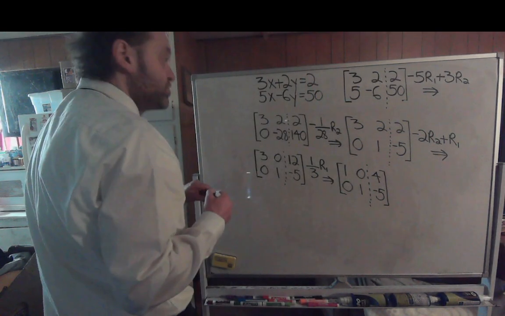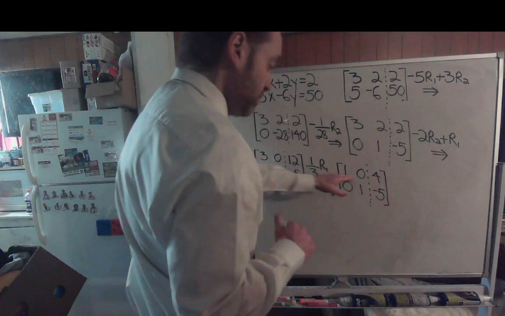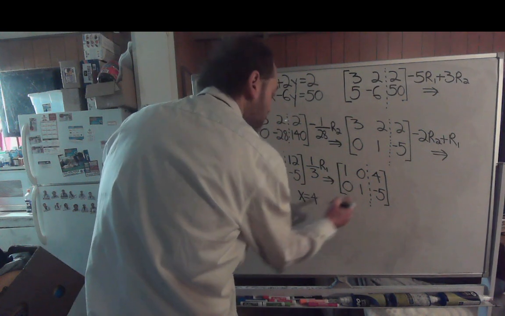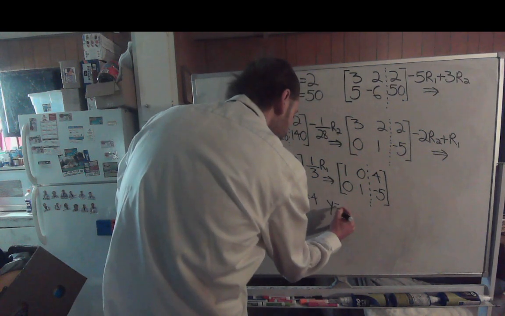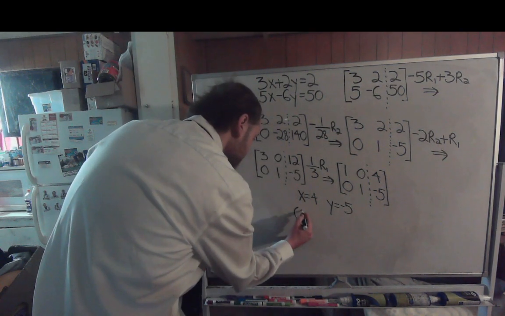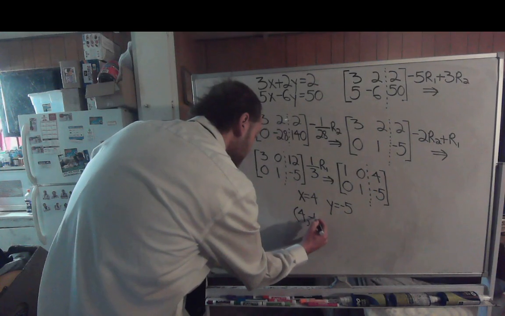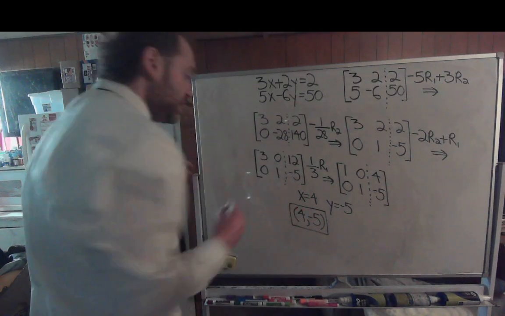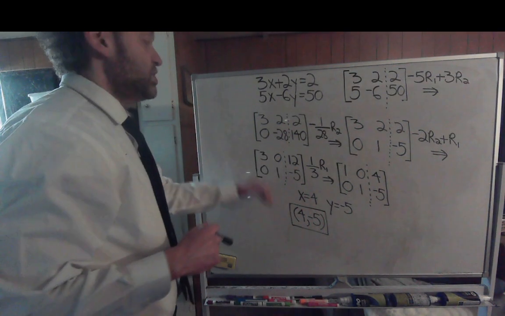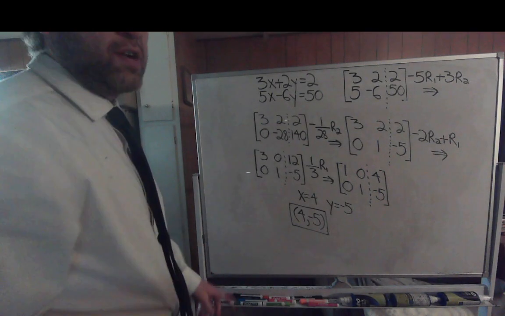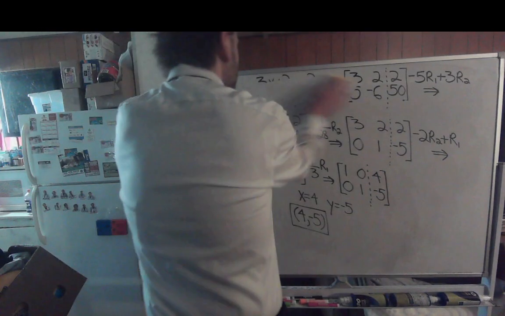So now this matrix is in reduced row echelon form, giving you a direct x value of 4 and a y value of negative 5. So the ordered pair that's going to be the solution in this case is going to be at the point 4, negative 5. So 4, negative 5 would be the solution to this particular system of equations. And I should have 4 more problems, then we'll be done for this lesson.